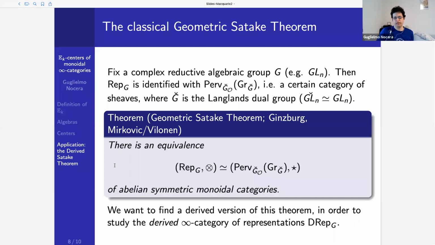So fix a complex reductive algebraic group. If you don't know what this is, you can just think of an ordinary group, for example GL_n. So GL_n is the main standard example for this setting, the group of invertible matrices over the complex field. One wants to study the category of representations of this group. So this is an abelian category, an ordinary category with a tensor product. And the theorem is the following: this abelian category with its tensor product is symmetric monoidal and may be interpreted as a category of sheaves, essentially.